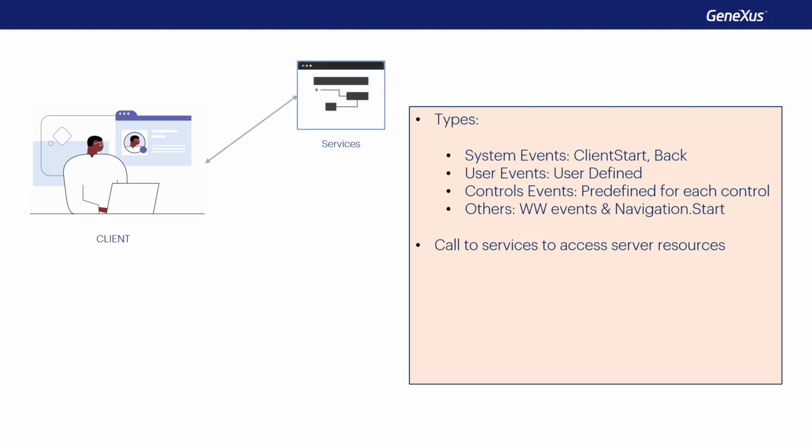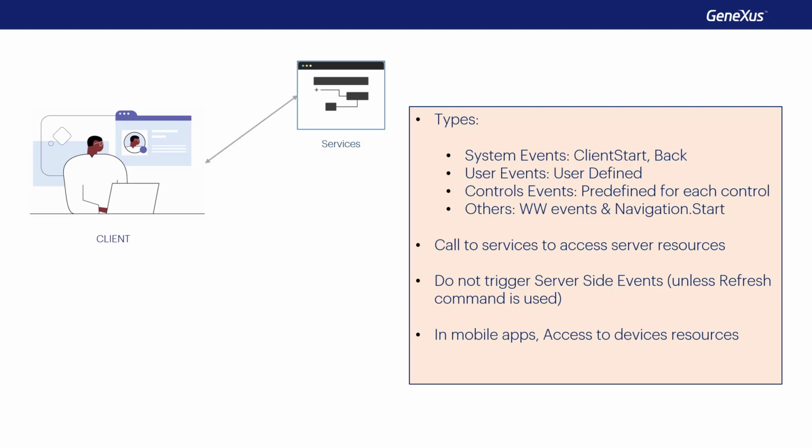During the execution of a client-side event, server-side events are not executed unless explicitly requested through the refresh command. This causes the server's refresh event to be triggered, followed by the load event, if there's at least one grid, as we saw before. When running a native application for mobile devices, client-side events have access to all hardware and software resources of the device, such as the camera, the GPS, the microphone, calendar, contacts, and so on.